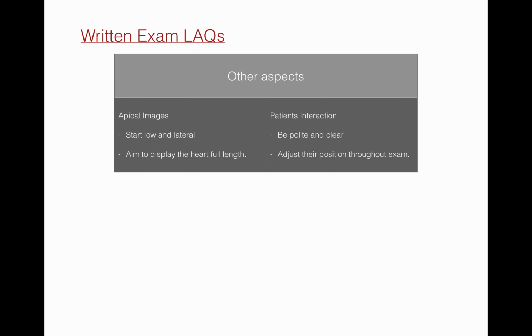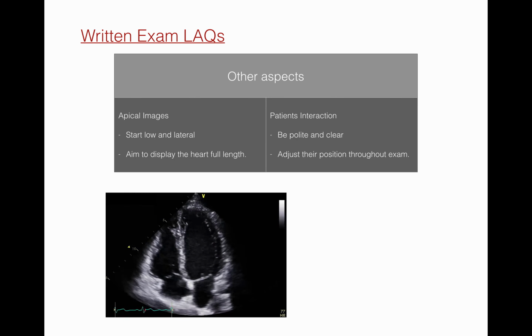Some other aspects. When acquiring apical images, aim to start low and lateral. This will help to ensure you display the heart's full length. That is, you'll most often avoid a foreshortened image.